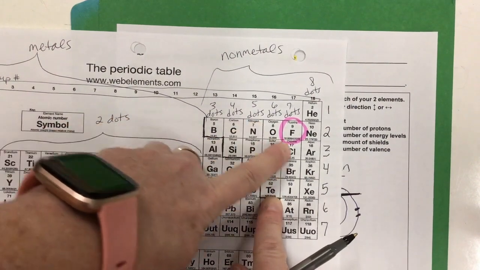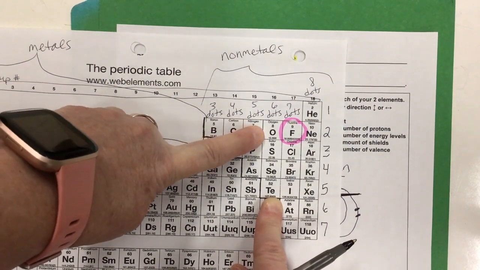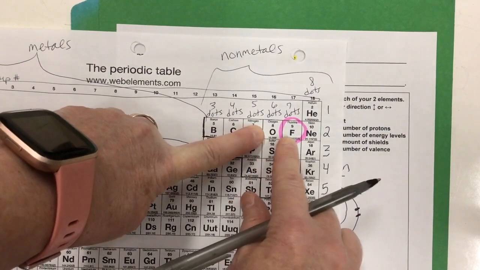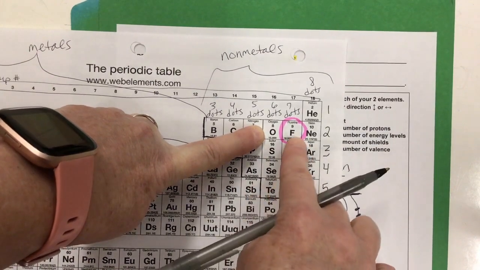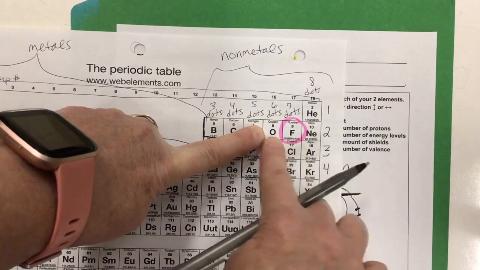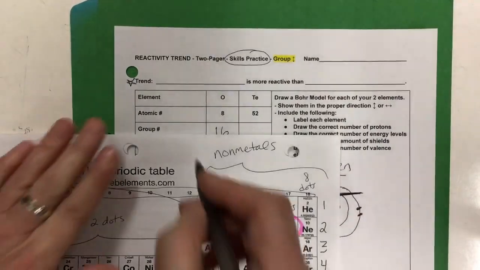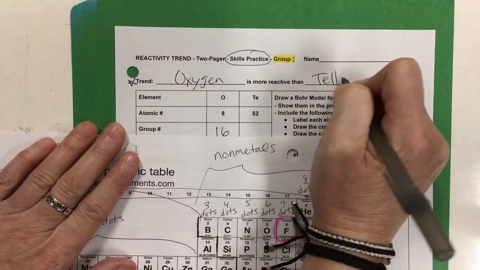I know that the most reactive nonmetal is fluorine. So I kind of think about who's closer to fluorine. Oxygen's closer. So when you're on the nonmetal side, it's more reactive as you go up and to the right. So oxygen is further up than tellurium. So oxygen I would expect to be a more reactive element than tellurium.